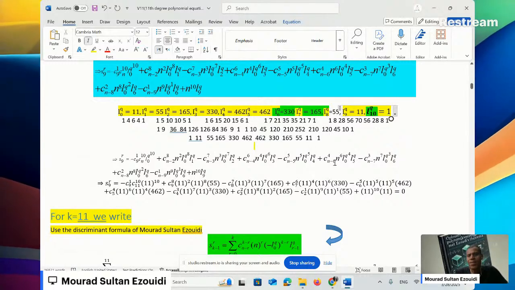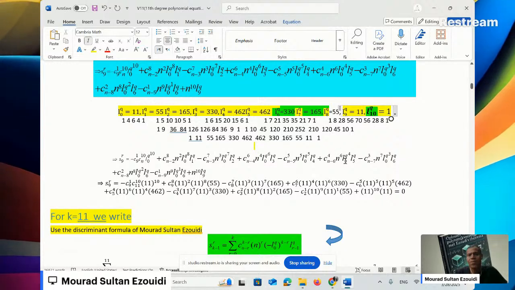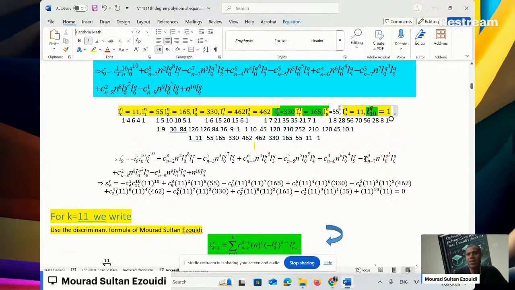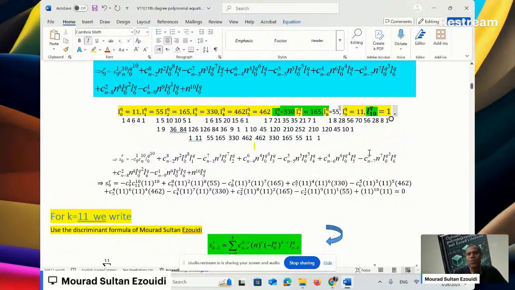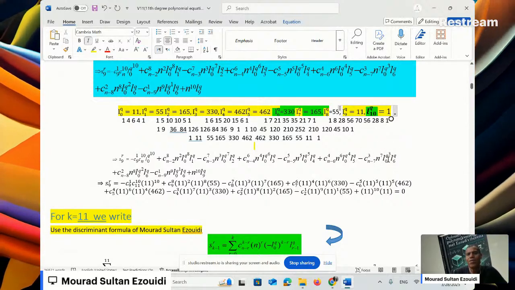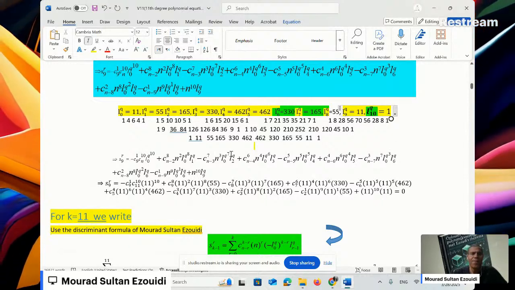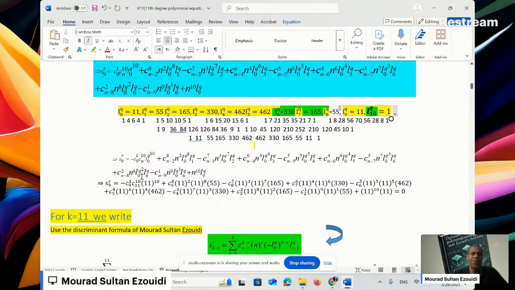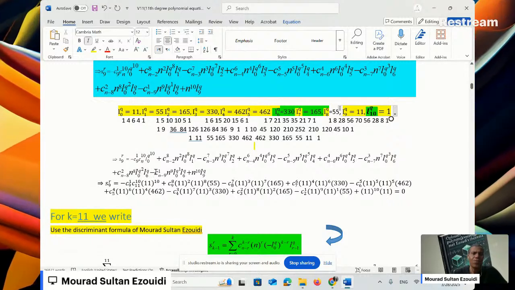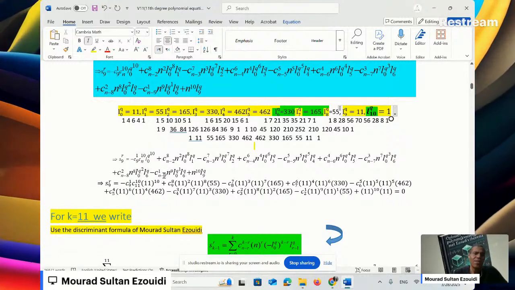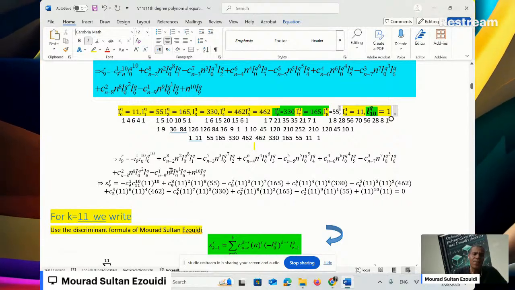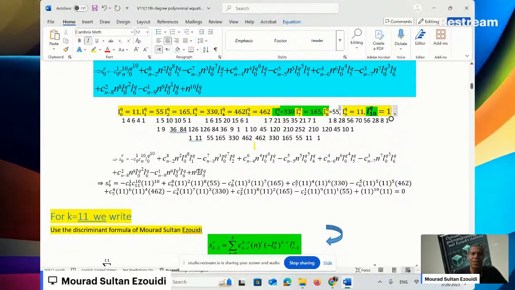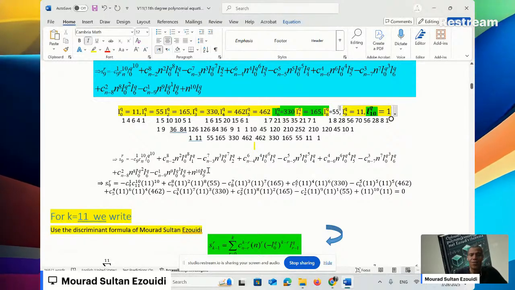plus combination n minus 6 choose 4, n raised to the power 6 times L0 to the power 4 times L5, minus combination n minus 7 choose 3, n raised to the power 7 times L0 cubed times L6, plus combination n minus 8 choose 2, n raised to the power 8 times L0 squared times L7, minus combination n minus 9 choose 1, n raised to the power 9, L0 to the power 1 times L8, plus n raised to the power 10 times L9.